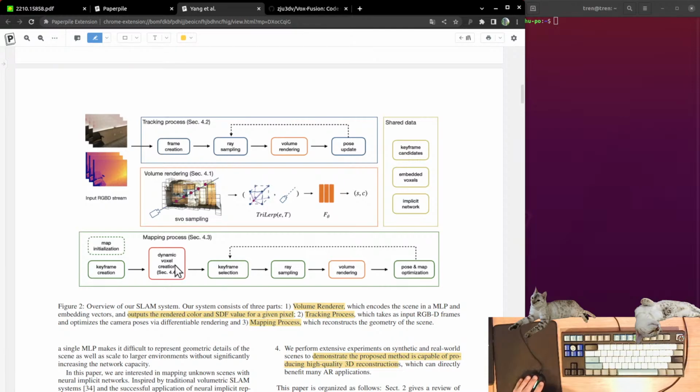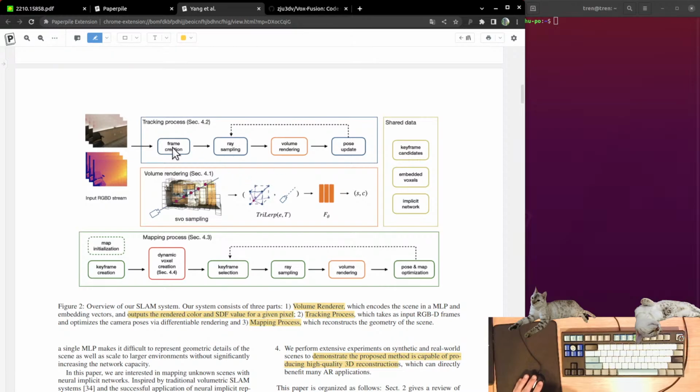sample rays. So when you create NeRFs, you have to know where the camera is, and then also where each of the rays that come out of the camera are. So that's probably what the ray sampling here means, is they're picking specific rays within that camera pose. Volume rendering, and then pose update. So there's some kind of feedback loop going on here. This is the tracking process.